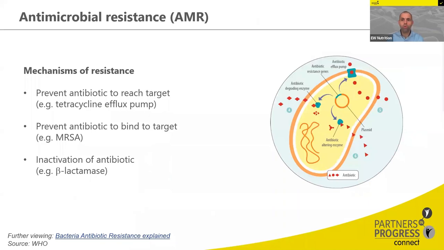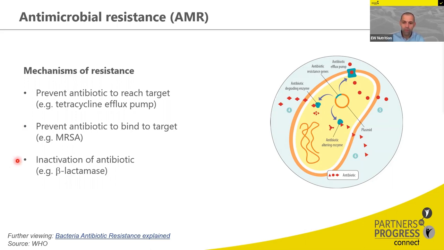Now back to antimicrobial resistance. Through evolution, bacteria have developed different ways of escaping the effects of antibiotics. For antibiotics that have a target inside the bacterial cell, a strategy can be to pump out, get rid of, the antibiotic. Secondly, modifying the binding site for antibiotics, so it can no longer be bound, which renders the antibiotic ineffective. MRSA is an example of that.